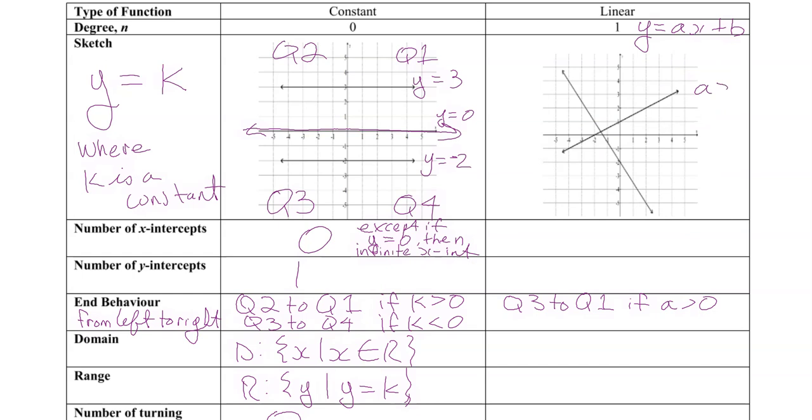So up here, let's just say a is greater than 0. What can we say about this one? a is less than 0. So we're going from Q what? We're starting in Q2, we're going to Q what?